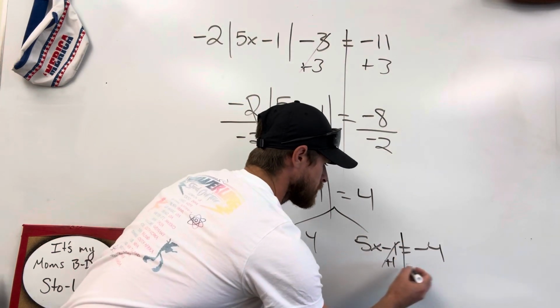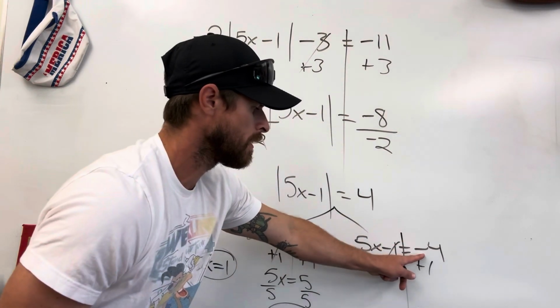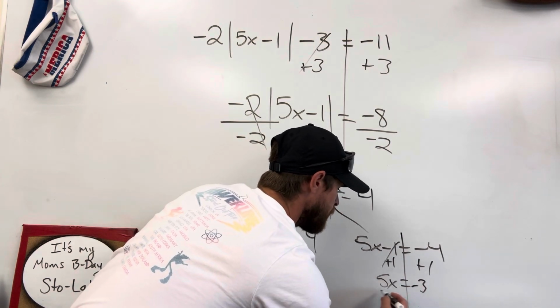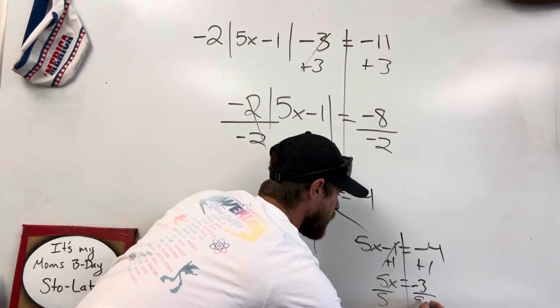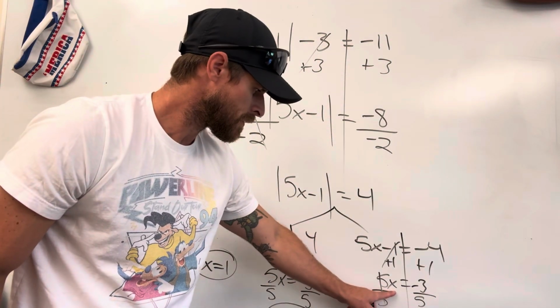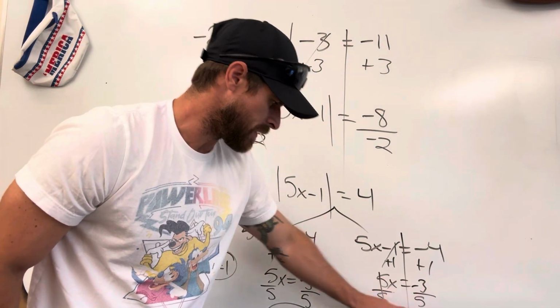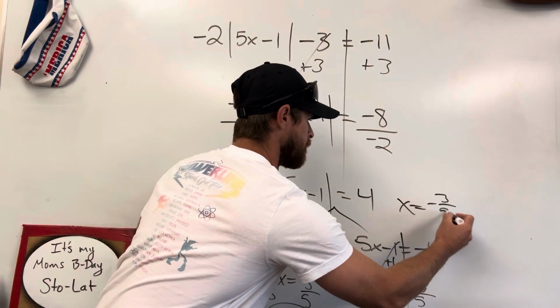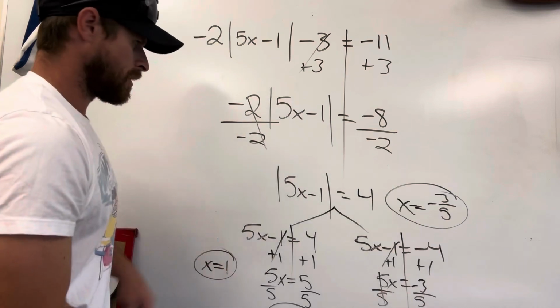Add 1, cancels, but now we're adding 1 to -4, giving me -3 equal to 5x. Divide by 5, divide by 5, cancels. x is going to equal -3/5. There are your two answers.